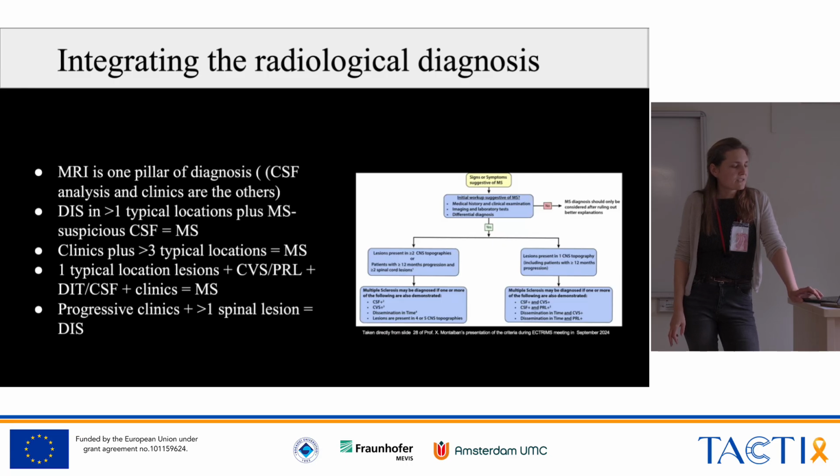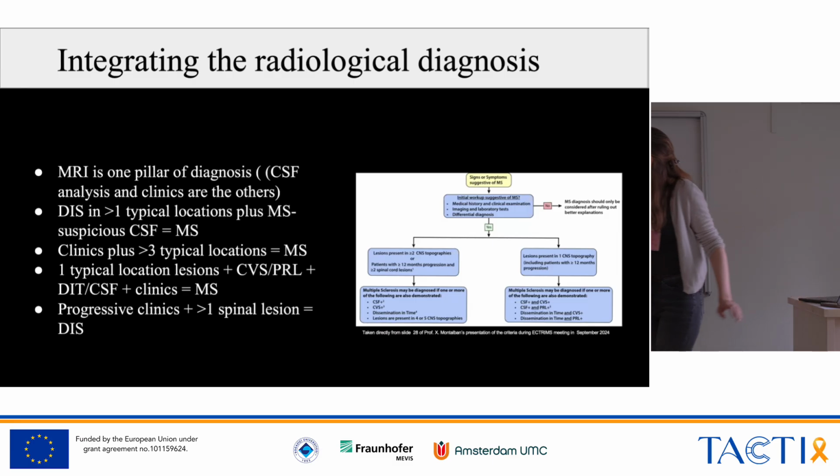Integrating radiological diagnosis, I tried to sum it up, but as you can see here, MRI is like a central pillar of diagnosis. Of course, you also have CSF-based diagnostics where you can find certain proteins in the CSF. I think you'll talk about it later, so I will not say too much about it. And of course, the clinics are also very relevant. But MRI is almost always part of the diagnostic path. If you don't find any lesions, then of course it's very difficult to establish a case. It's like in a lawsuit.